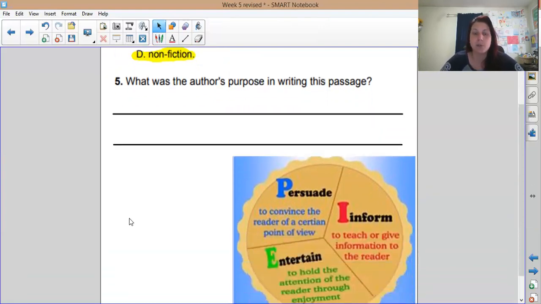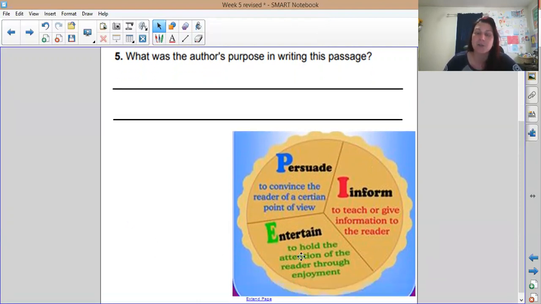Okay, looking at number 5, we have: what was the author's purpose in writing this passage? If you remember up on our board in the classroom, we did have that pie, right? When we talk about author's purpose, we have PIE, and we usually look at which slice of pie we are talking about. Is it the P for persuading or convincing them to see your point of view? Is it I, to inform you? Are they giving you information? Do they want you to learn something? Teaching or giving information to the reader.